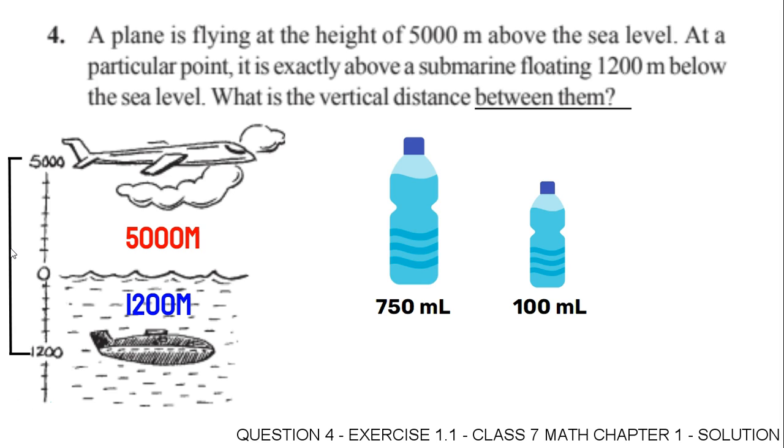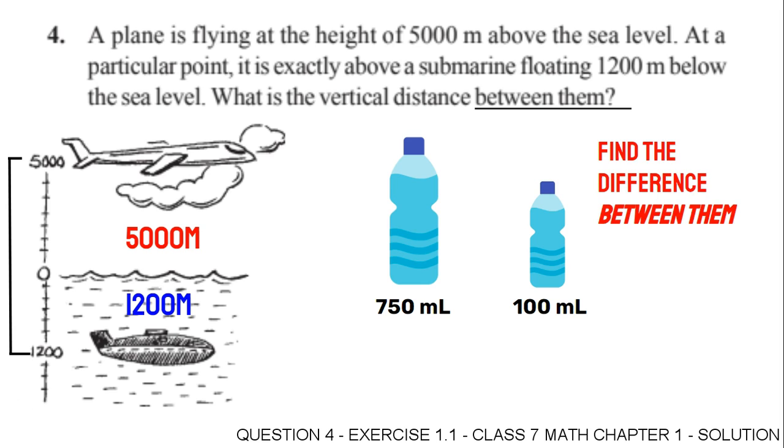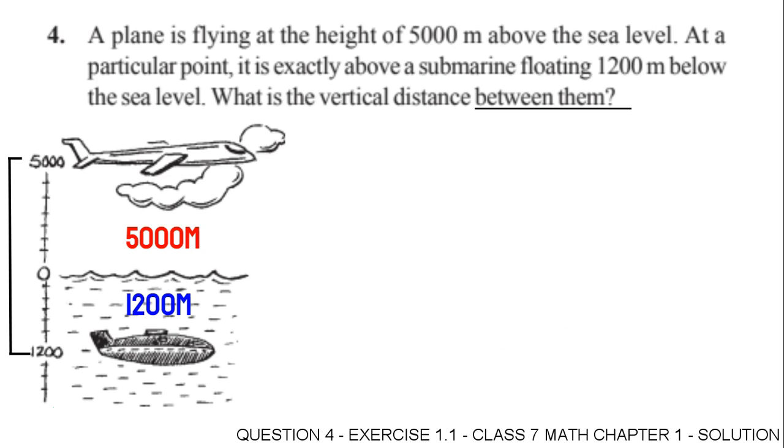Let's say we have two water bottles. One of them has 750 milliliters, and the other one is 100 milliliters. Let's say they want us to find the volume difference between them. We simply just subtract, right? We do 750 minus 100, so that means the difference in volume between these two water bottles is 650 ml. Let's apply the same thing to this.